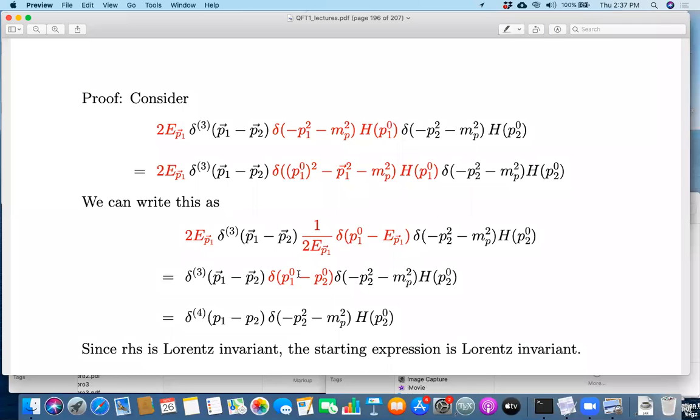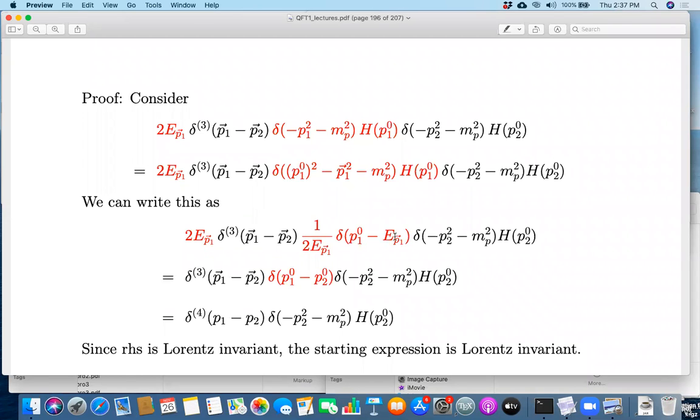Now the next step: you see ep1 and ep1 cancel, this 2 ep1 cancels the 2 ep1. So you only have delta of p1 0 minus ep1. But now I claim that this ep1 can be replaced by p2 naught. Okay, so let's see why that is the case.